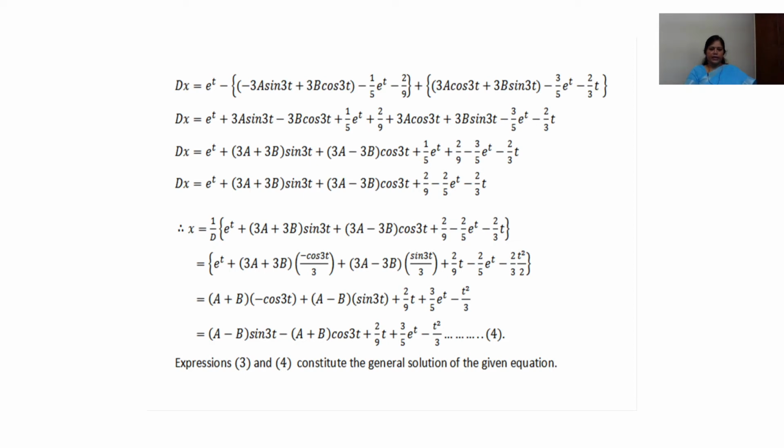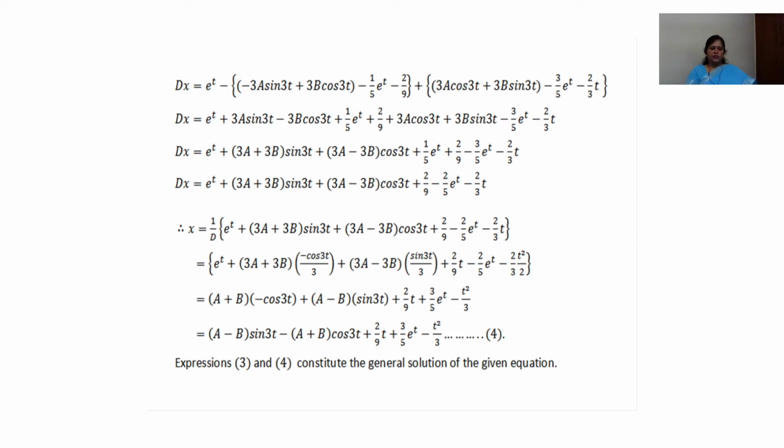If you simplify again and take the common value as 3, we'll get (a plus b) into minus cos 3t, where 3 will cancel. Similarly for the next term, 3 will cancel, so we are getting (a minus b) into sin 3t plus 2 by 9 t plus 3 by 5 e to the power t minus t square by 3. So we are taking the LCM and simplifying here.